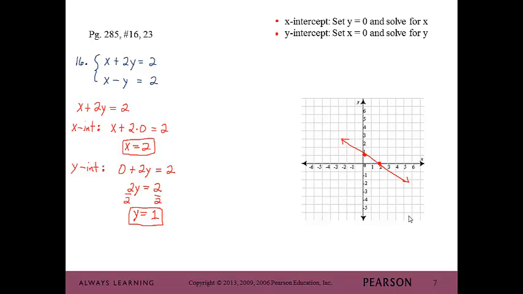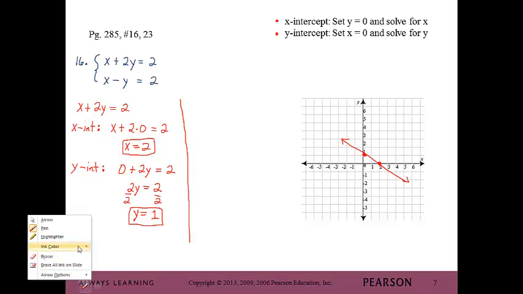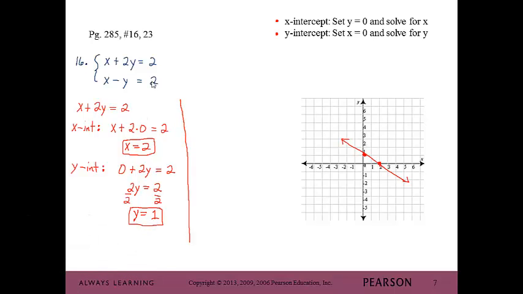Now let's graph the second equation. And again, we're going to use the x and y intercepts. So now we have x minus y equals 2. And we'll start with the x-intercept. So we set y equal to 0, and we'll have x minus 0 equals 2, which means x equals 2.